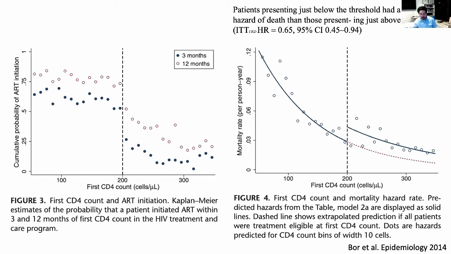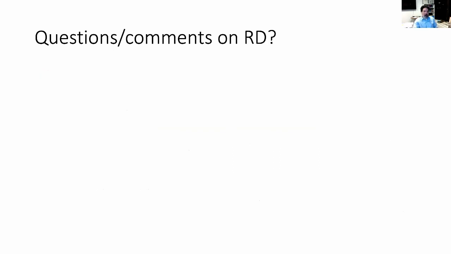The hazards of death associated with being above or below that threshold were really quite different. If you were immediately above the threshold of 200, you were less likely to survive, demonstrating, with a hazard ratio of 0.65, the higher risk on mortality of waiting until your CD4 drops below 200. This could be interpreted as a causal effect, and very strong evidence that the 200 threshold is not good for patients as it relates to risk of mortality. So that's an example of regression discontinuity, and we'll see some more tomorrow as well.